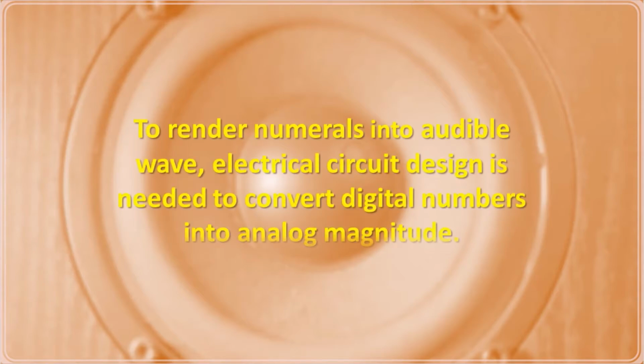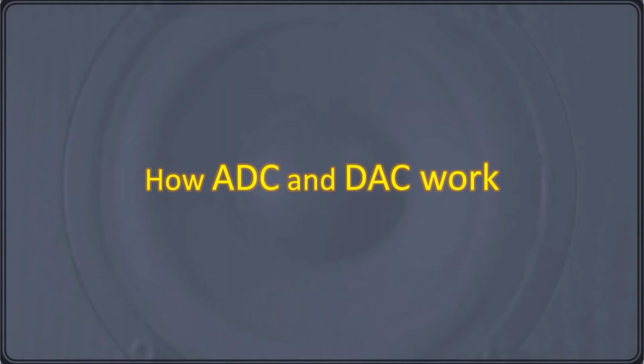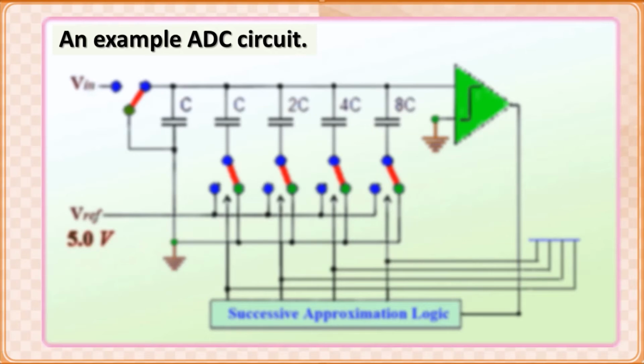In the reverse direction of ADC, there must be devices or instruments that are able to convert digital numerals into analog signal. These devices are called digital to analog converter, or DAC in short. And here goes the story of digital audio, its formats, circuitry of the electrical devices, and so on.